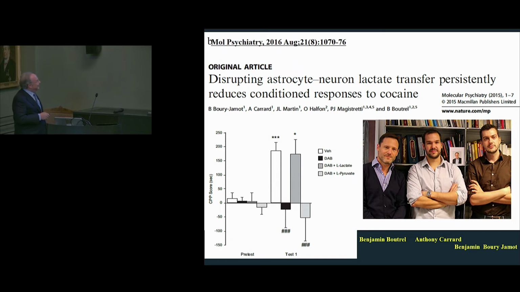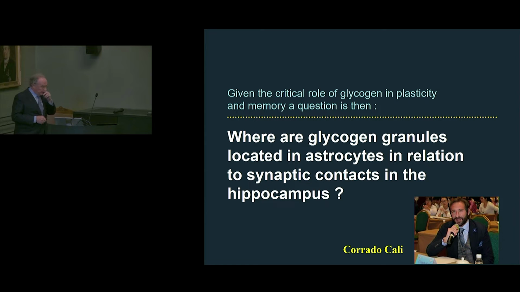But anyway, this is the place preference. It means that if the experiment classically works, you will see the mouse moving into the compartment where it received cocaine. If you give DAB during learning, no preference. And then you give lactate, preference is back. They again show preference, but pyruvate doesn't do it. So this is another way of showing that memory, that plasticity is linked to this transfer of lactate from astrocytes to neurons.